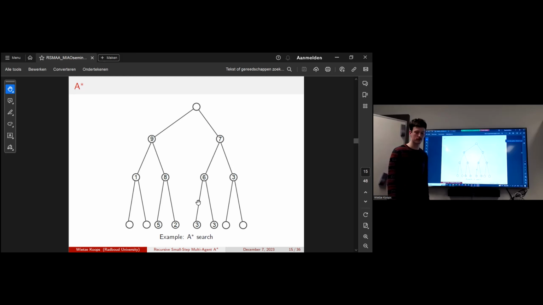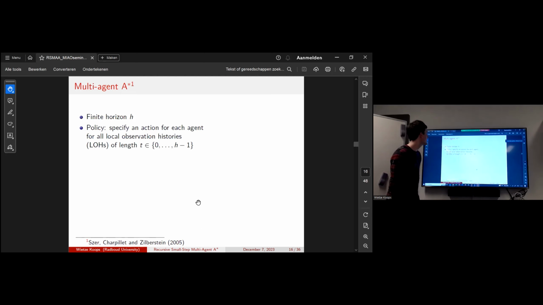That's how A star search works. So now I have multi-agent A star, where I work over a finite horizon H, and the policy specifies an action for each agent for each local observation history of t from 0 to h minus 1. So it specifies an action that the agents take in the beginning, then the agents get an observation, then it specifies for each of the possible observations that they got an action, then they get another observation, and for each pair of observations it specifies an action, etc., up to the final stage where they have h minus 1 observations, and it specifies an action for each of these observation histories. So that's the policy.